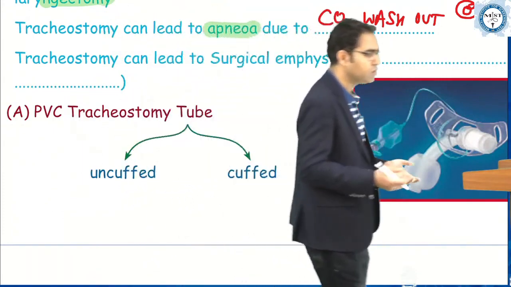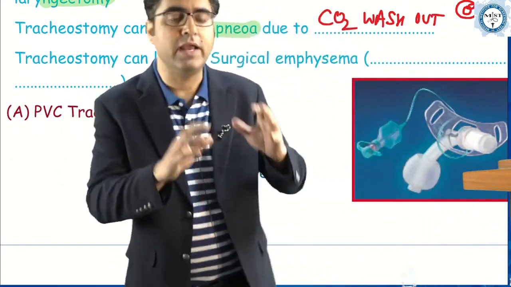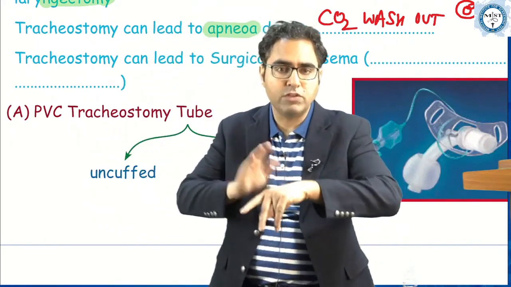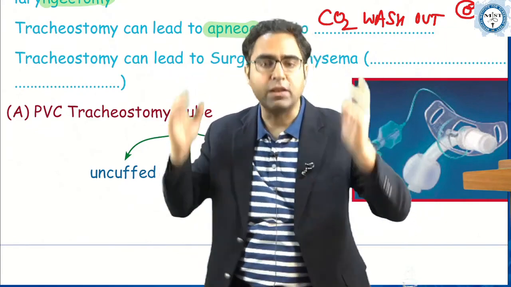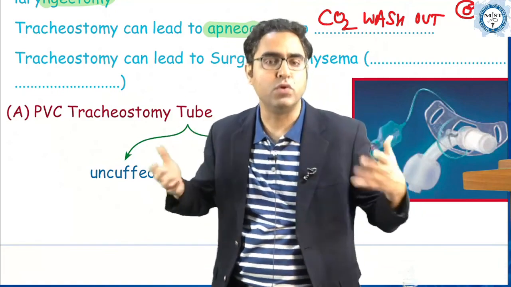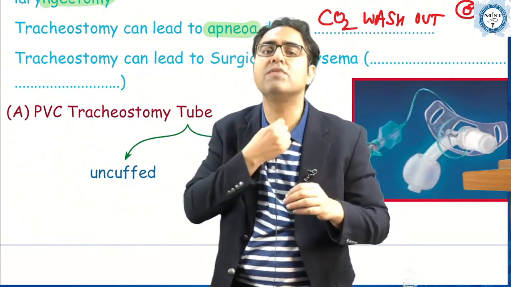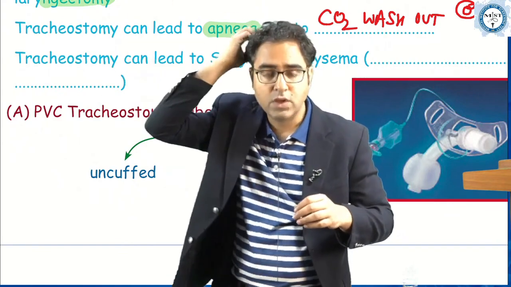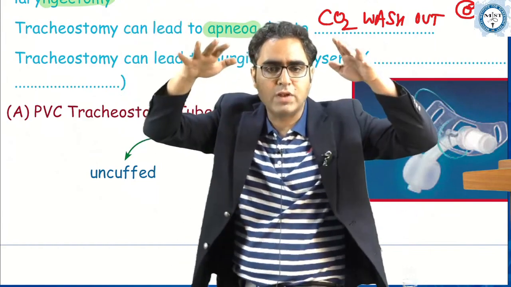Now what is CO2 washout, beta? Look at me. I hope you remember that carbon dioxide in the blood is a stimulus for the respiratory center of the brain. The patient was having difficulty in breathing, that's why you are doing tracheostomy. Due to this, the body was retaining CO2 and the blood had high CO2 levels. But when you gave a cut on the trachea, the whole CO2 leaked from the body in one go, and the blood CO2 level comes down.